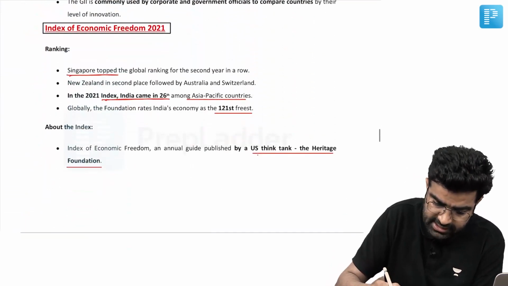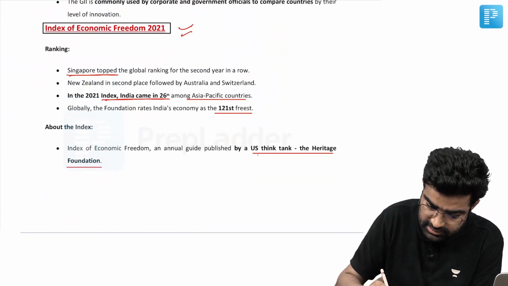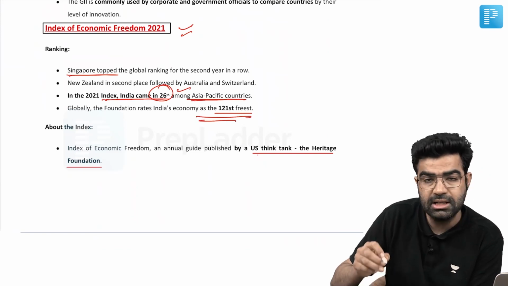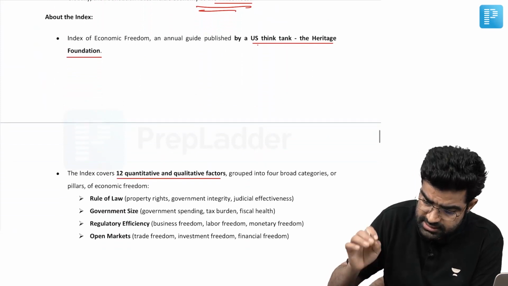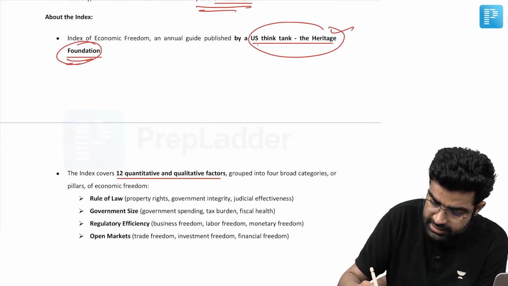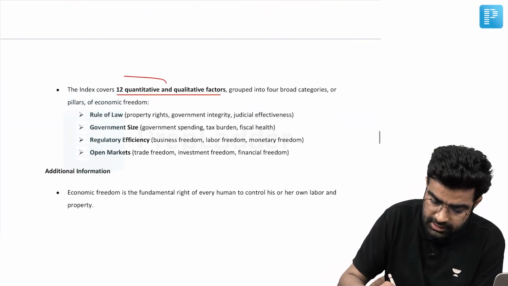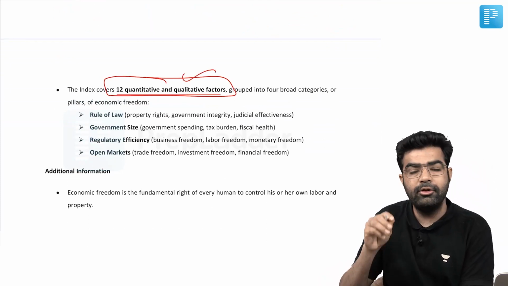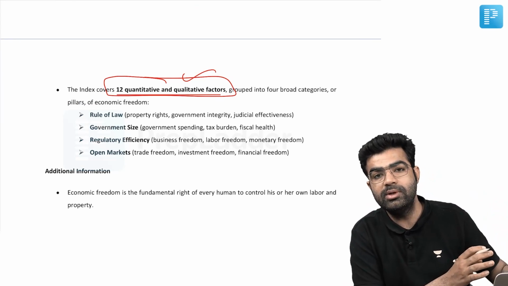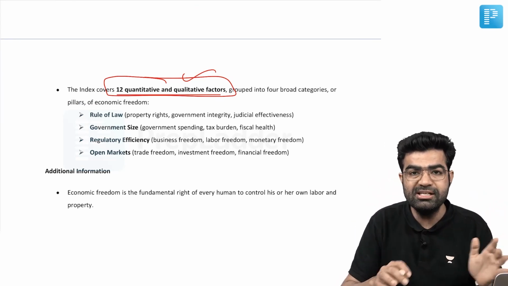Now if we talk about the next index, that is the Index of Economic Freedom. Again, India is at 26th position in Asia Pacific and 121st freest country in terms of the world. This you have to remember, this is prepared by the Heritage Foundation, and this is a kind of US think tank. Okay, now there are a total of 12 qualitative and quantitative indicators. Because this indicator is being prepared by a US based organization, that organization will always talk about US values.